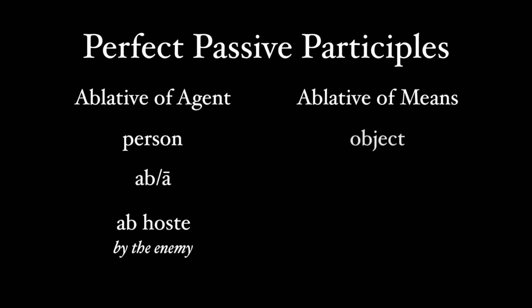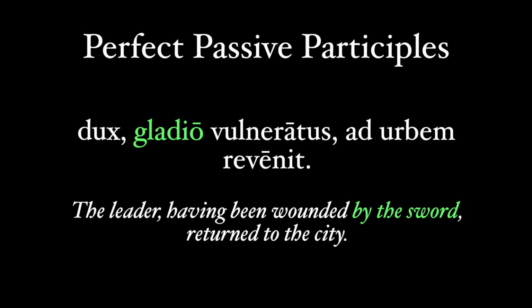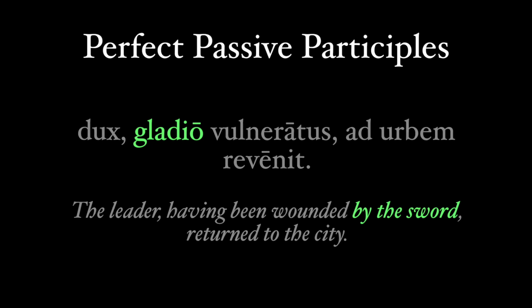When the doer is an object, not a person, we do not use the ab or a plus the ablative, but just a simple ablative without a preposition. We can change our sentence from ab hoste, by the enemy, to gladio, by the sword. But now, since sword is not a person, but an object, we don't use the preposition, and it becomes an ablative of means. Wounded by the sword, by means of the sword. Same thing. So those are perfect passive participles.